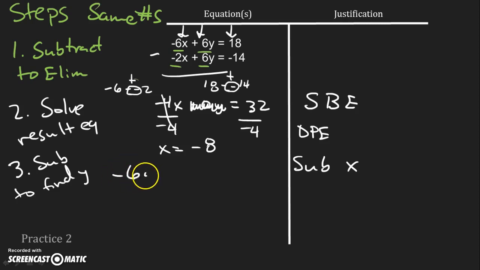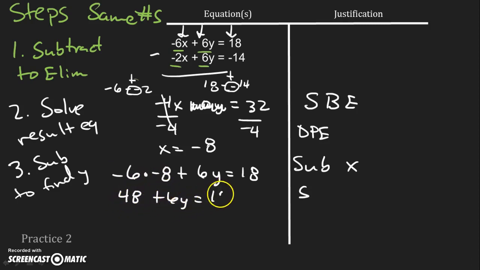So I've got negative 6 times negative 8 plus 6y equals 18. Now we can go ahead and solve for y. So the first thing we're going to do is simplify. We get a 48. Negative times negative is positive. Plus 6y equals 18. Now we can use inverse operations. So we're going to subtract this 48, subtract this 48, and we subtract it to both sides. These go to 0. We're left with 6y equals 18 minus 48 is a negative 30.